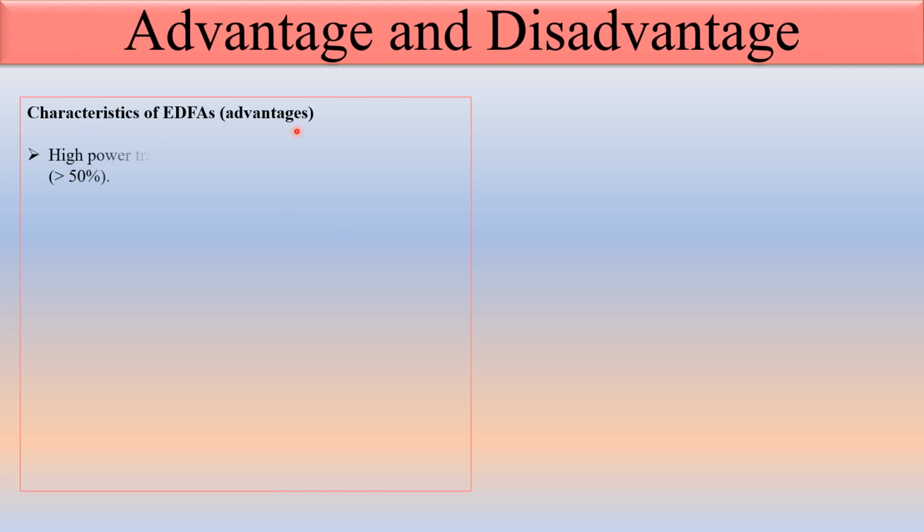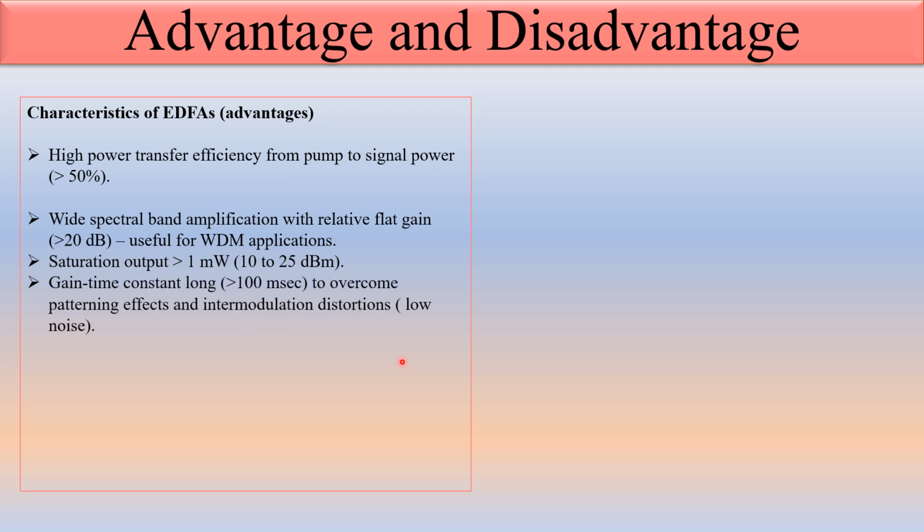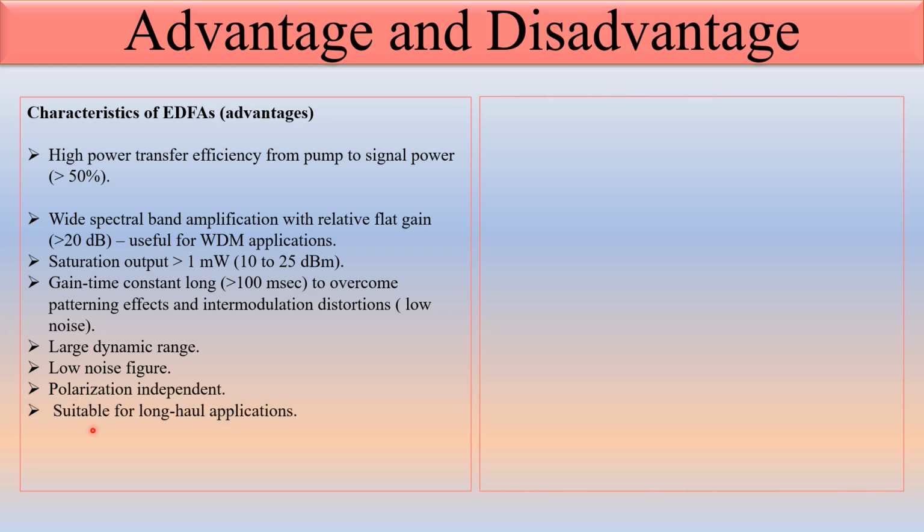Characteristics and advantages: higher pump power transfer efficiency from pump to signal power, greater than or equal to 50%. Wide spectral band amplification with relatively flat gain greater than 20 dB, useful for WDM applications. Saturation output power greater than 1 milliwatt, 10 to 25 dBm. Gain time constant is long enough to overcome patterning effect and intermodulation distortion. Low noise figure, large dynamic range, polarization independent, suitable for long haul applications.